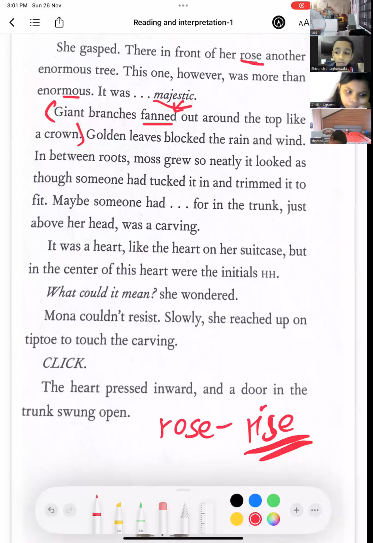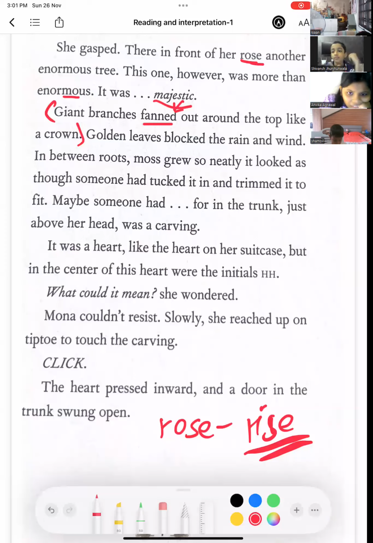Majestic. Is gigantic written anywhere? No, ma'am. You have to listen to the question well. The question says the passage may say; you have to find a word. So right now it's majestic. Did you understand, everybody?